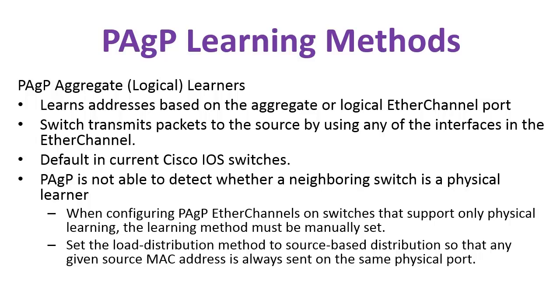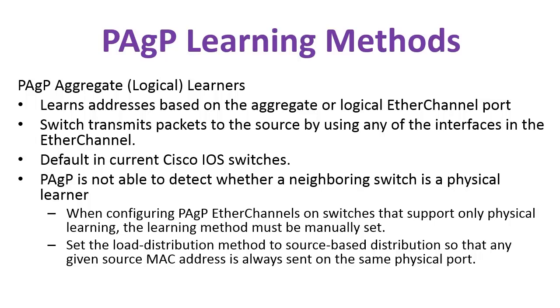Now, Port Aggregation Protocol is not able to detect whether a neighboring switch is a physical learner. So when configuring PAgP EtherChannels on switches that support only physical learning, the learning method must be manually set on the local switch. Then you will set the load distribution method to source-based distribution so that any given source MAC address is always sent on the same physical port. I have a funny feeling you can expect a question on something like this, and it's obviously very important to know.